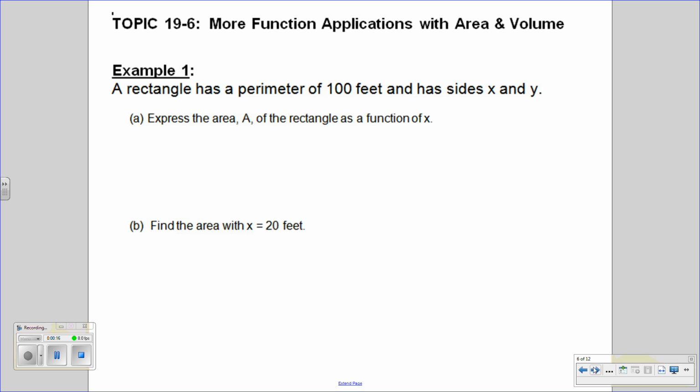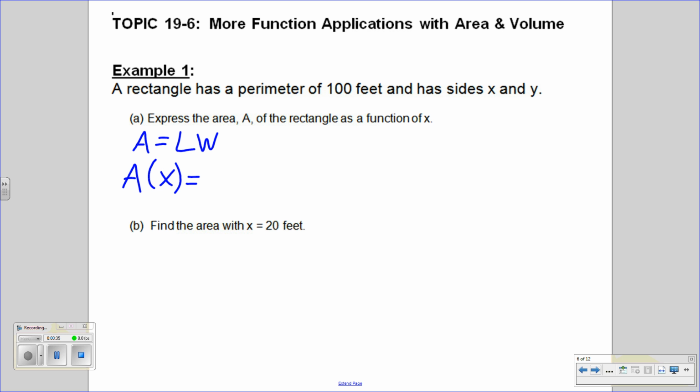It says a rectangle has a perimeter of 100 feet and has sides x and y. Express the area of the rectangle as a function of x. So we are going to express the area of a rectangle. Remember, area is length times width. We're going to write the area as a function of x.